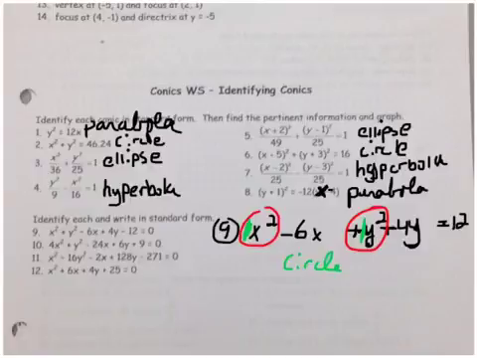I grouped them together like this, and I said, well, I take negative 6 divided by 2 and square it. Negative 6 divided by 2 is what? Negative 3, and negative 3 squared is plus 9. And that would have made x minus 3 squared, just to kind of review a little bit. And then over on the other side, I add the 9 on the other side.